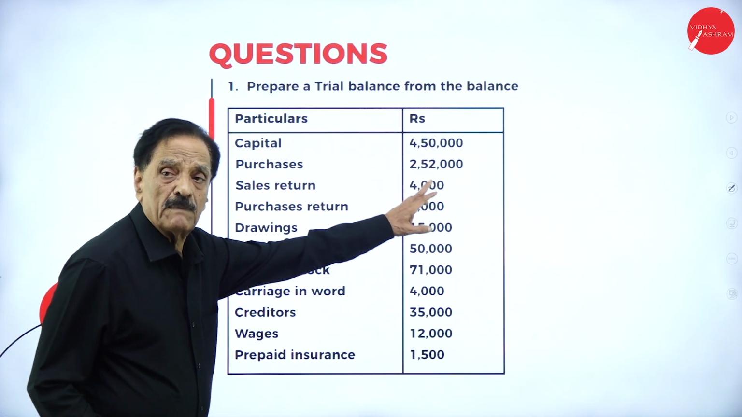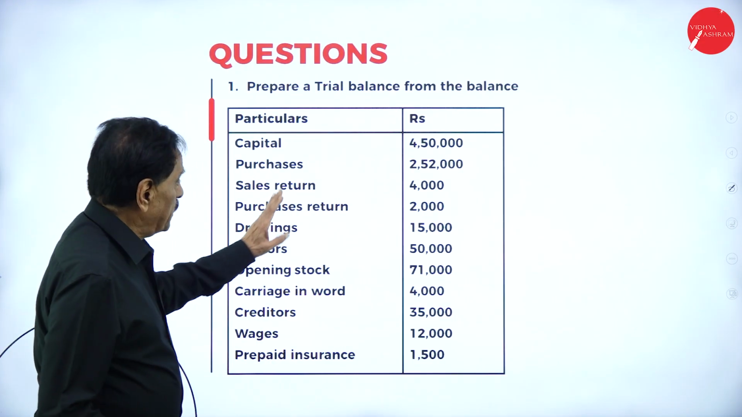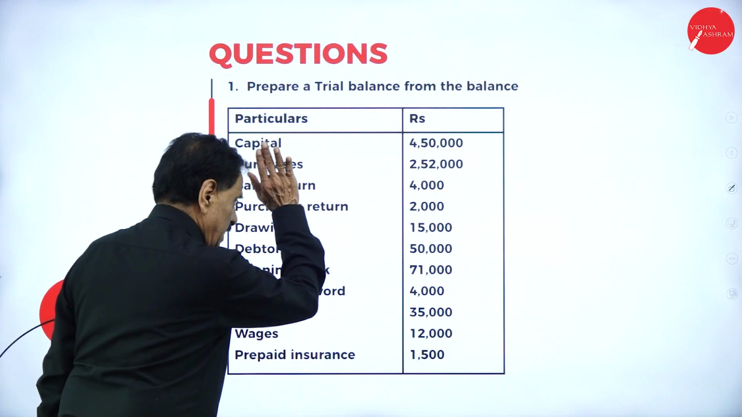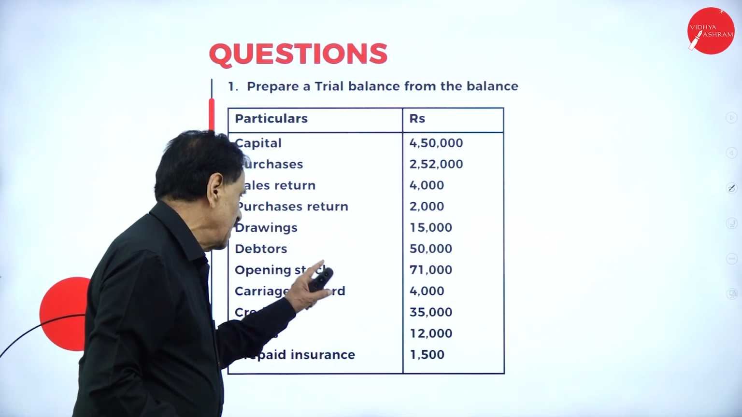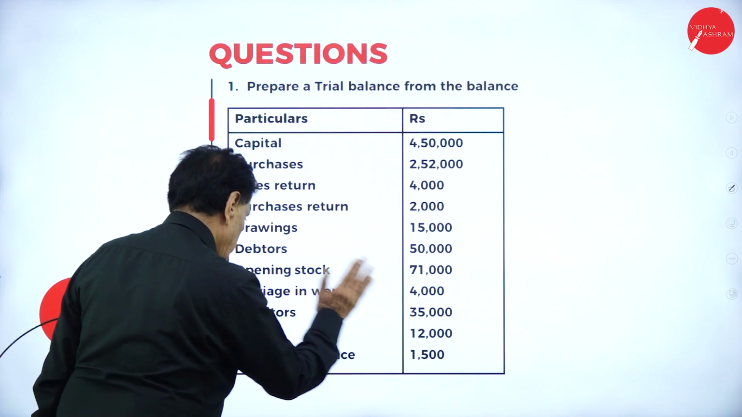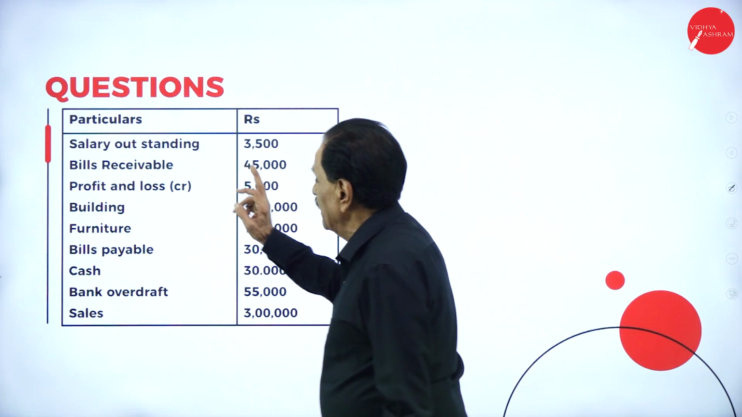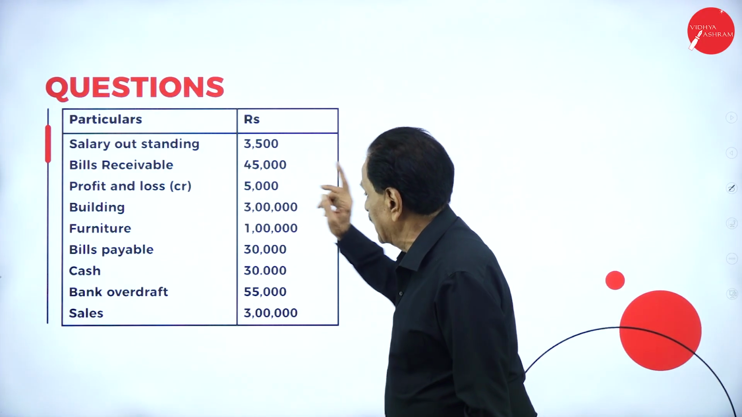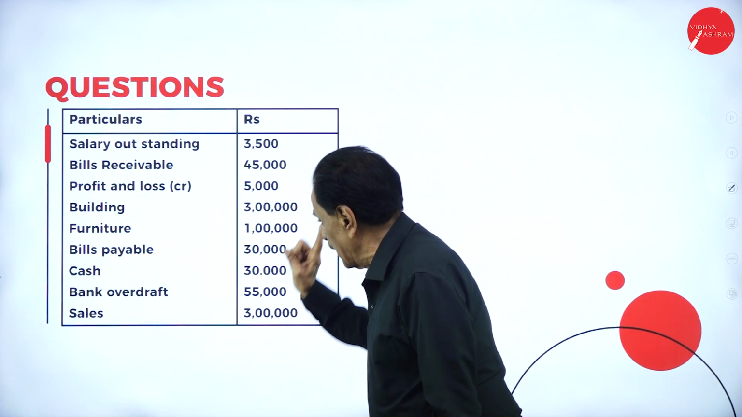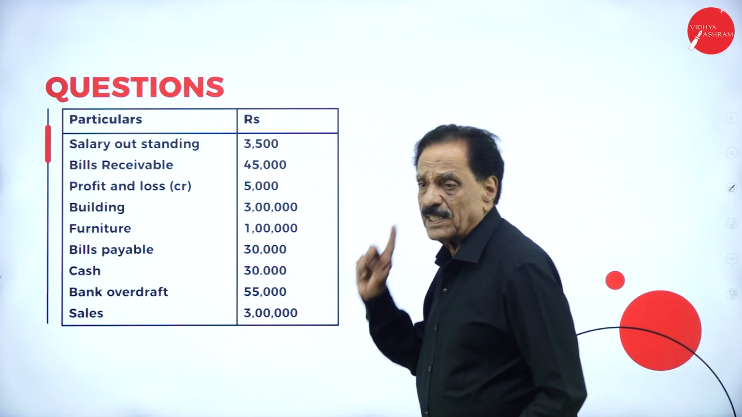Capital is liability, it will come on the credit side. Purchases debit side, sales return debit side, purchase return credit side, drawing personal account debit side, debtor asset debit side, opening stock debit side, carriage inward debit side, creditor credit side, wages paid debit side, prepaid insurance asset debit side, salary outstanding credit side, bill receivable debit side, profit credit side, building debit side, furniture debit side, bills payable credit side, cash debit side, bank overdraft credit side, sales credit side.